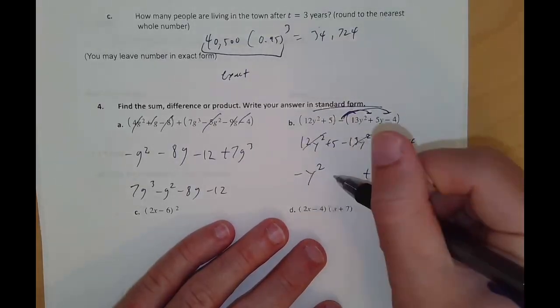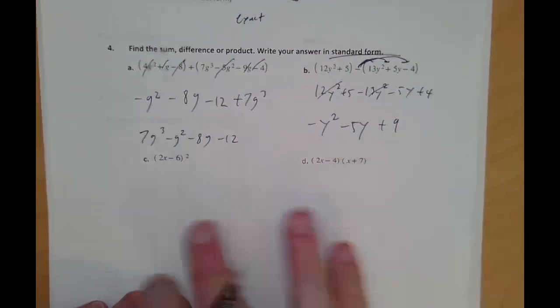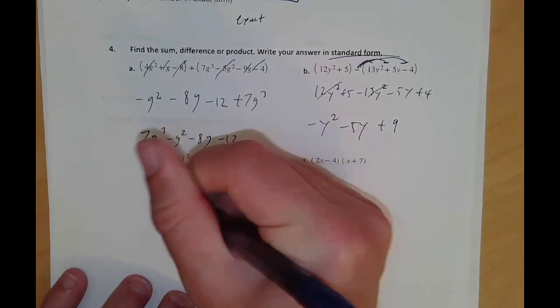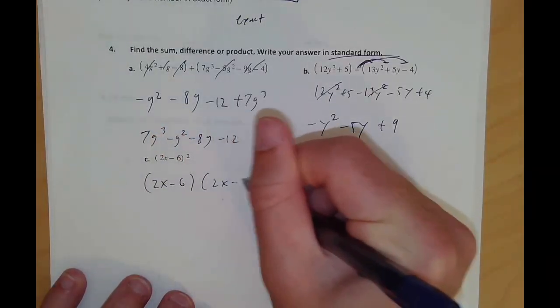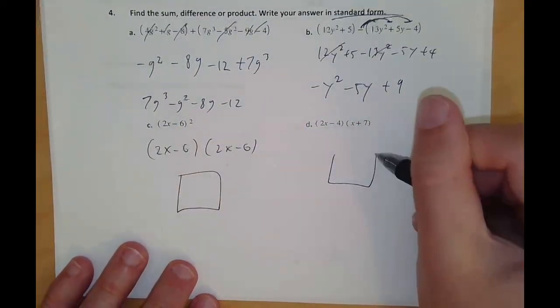And then minus 5y. That's it. Okay. 2x minus 6 quantity squared. Remember, this is just 2x minus 6 times 2x minus 6. This is just box method. Both of these are going to be box method.